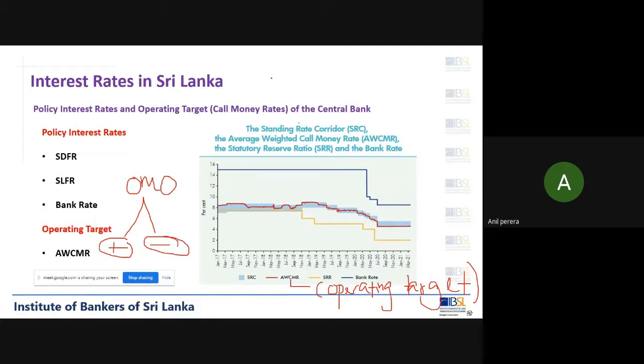Okay. Okay, sir. Excuse me, sir. Yes. Sir, we have heard something called banks booking for transfer pricing. What is the meaning of that? Transfer pricing in the call money market. Is it relevant to this SDFR and SLFR? No, no, no. The transfer pricing is actually in international trade, not relevant to this. No.